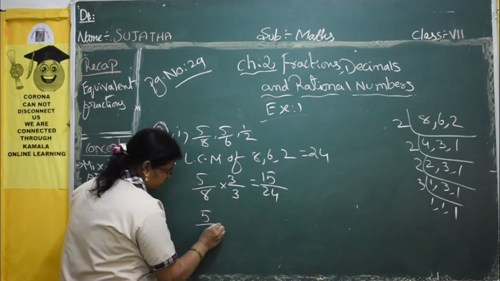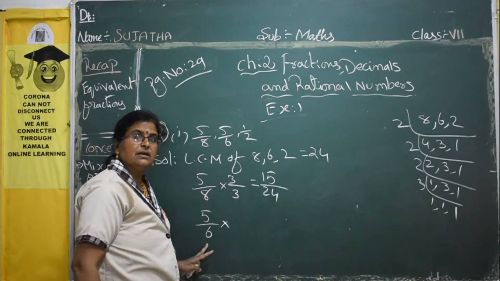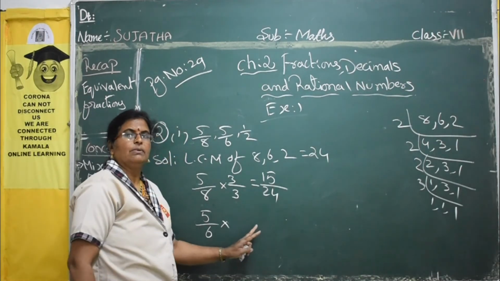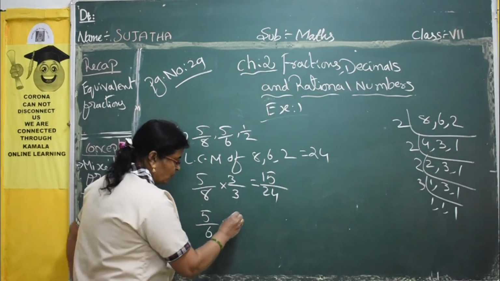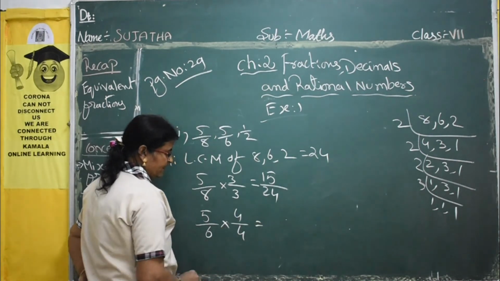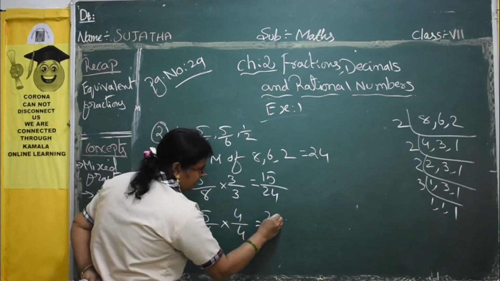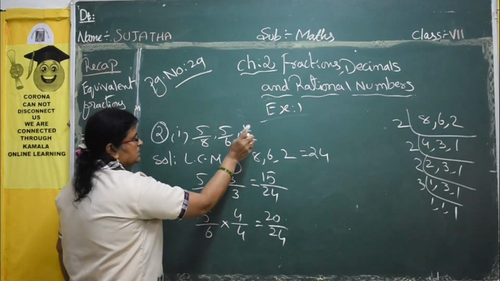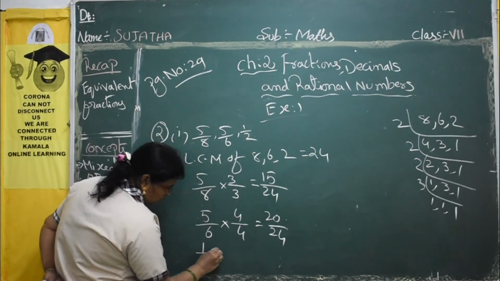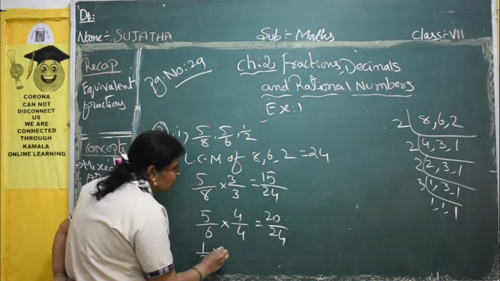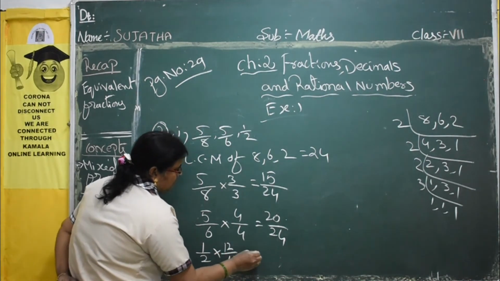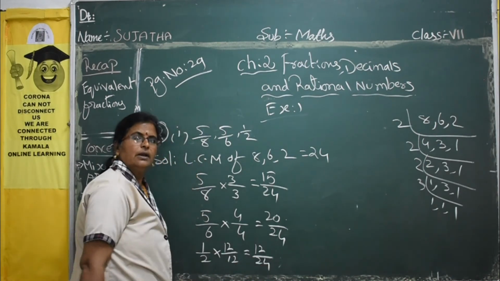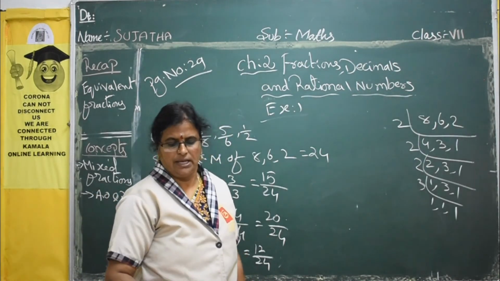Now what is the next fraction? 5 by 6. To make the denominator 24, by what number do you have to multiply 6? 4. That is 4 by 4. So 4 5s are 20, 4 6s are 24. Now next one, 1 by 2. To make the denominator 24, you should multiply 12 by 12. That is 1 12 is 12, 12 2s are 24. Now we made all the denominators equal.